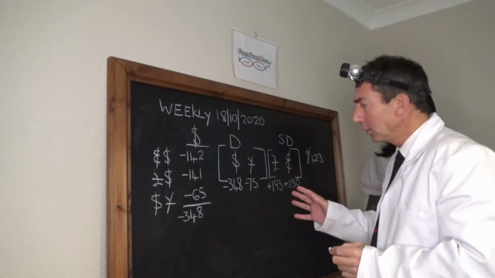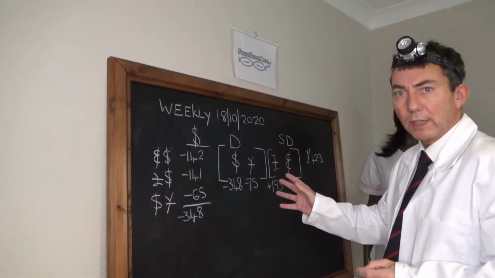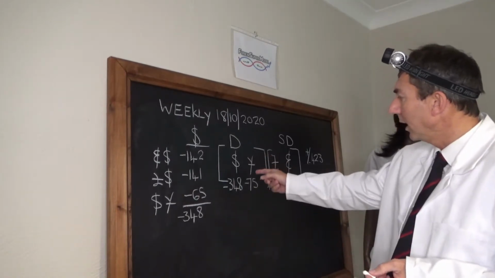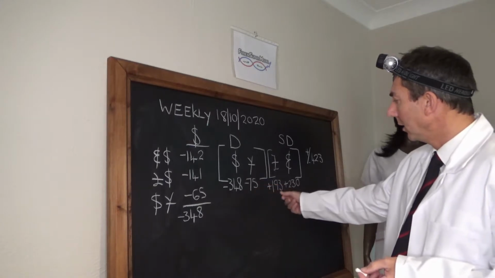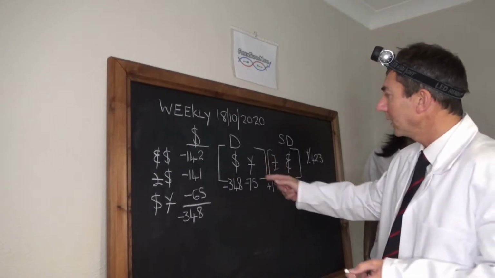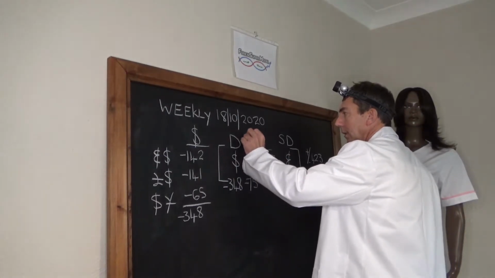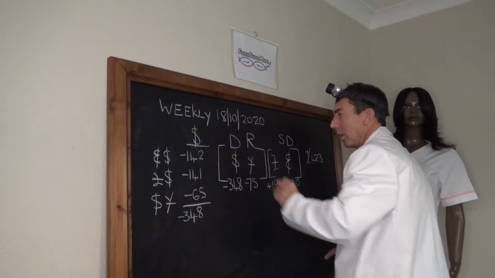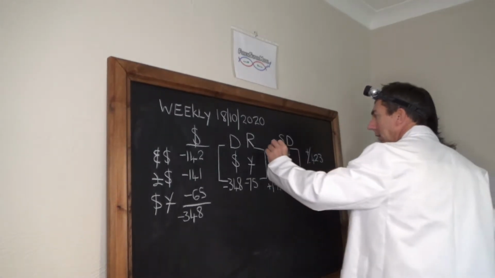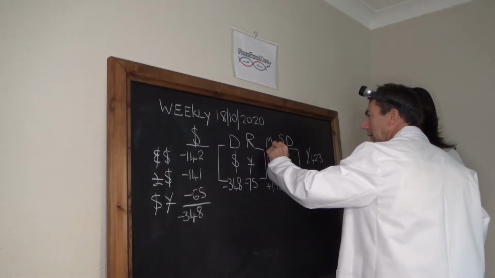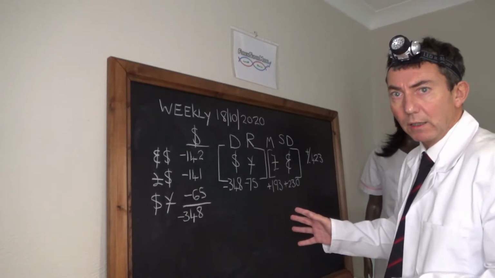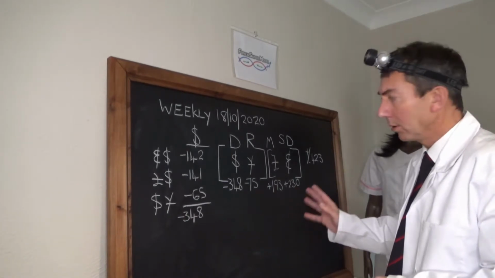Now, the next one we look at, what complex has actually moved the least? And in this case, it's the yen, which is -75, because it's moved less than 193 of the pound. And we designate this R, standing for the rock. Now, the one left, we designate M, and that stands for mover. I'll write this down in a minute, so that you get a better grip of it.